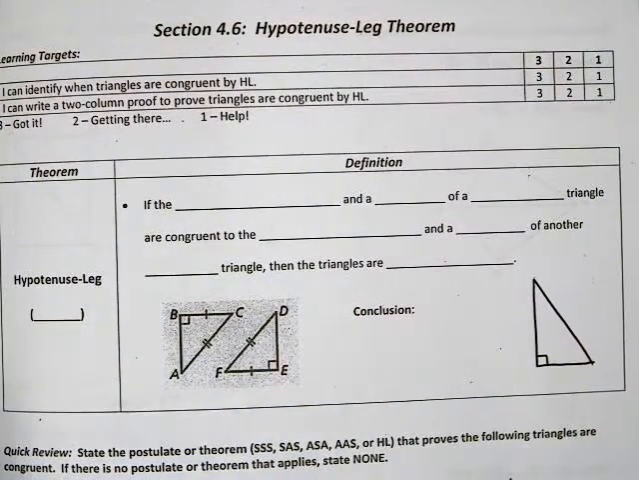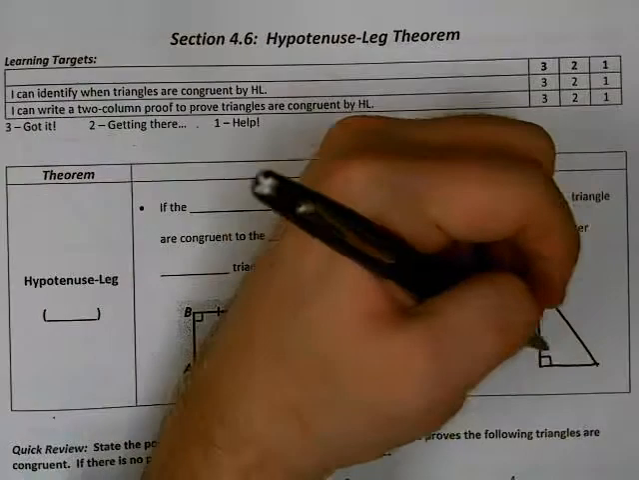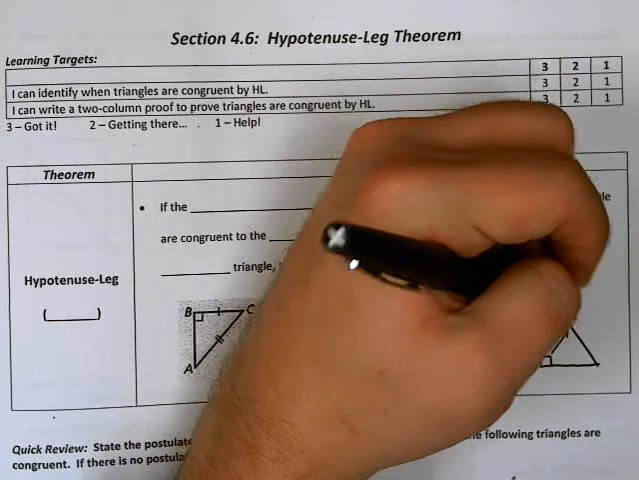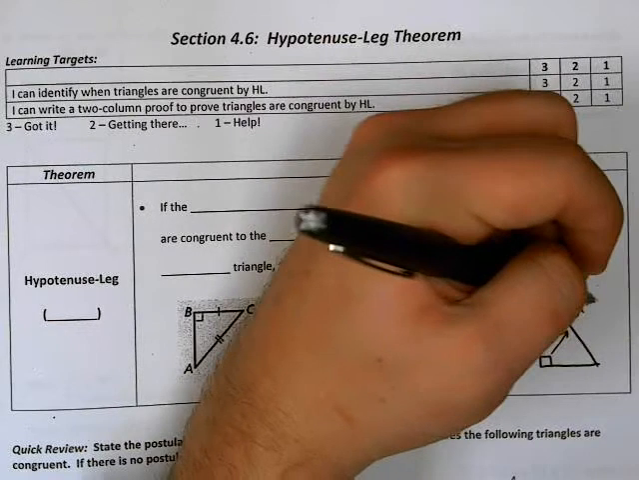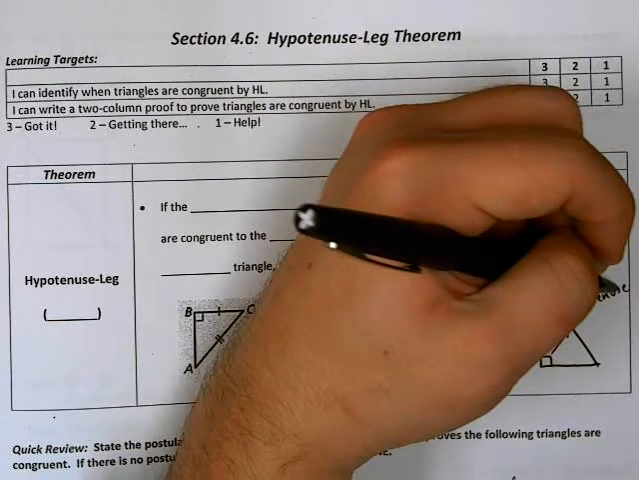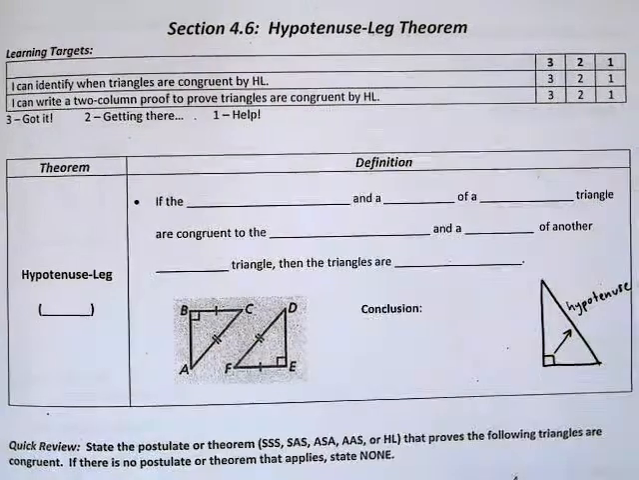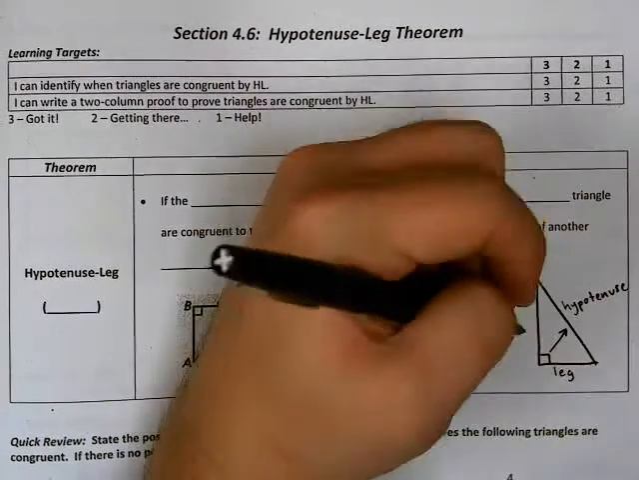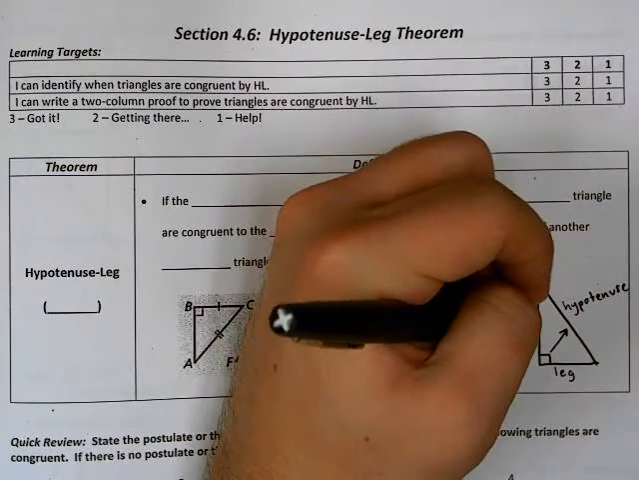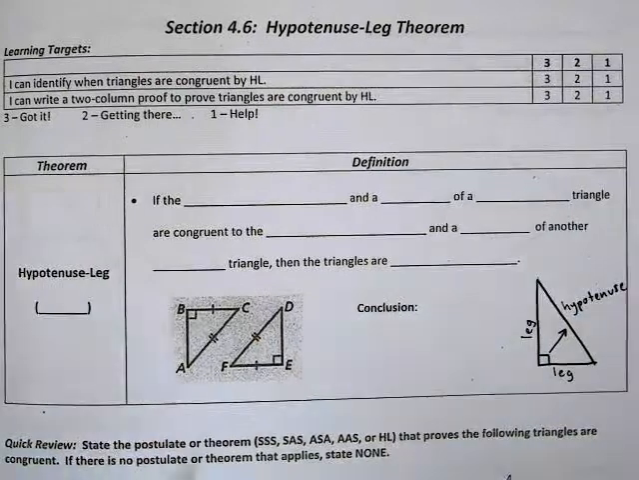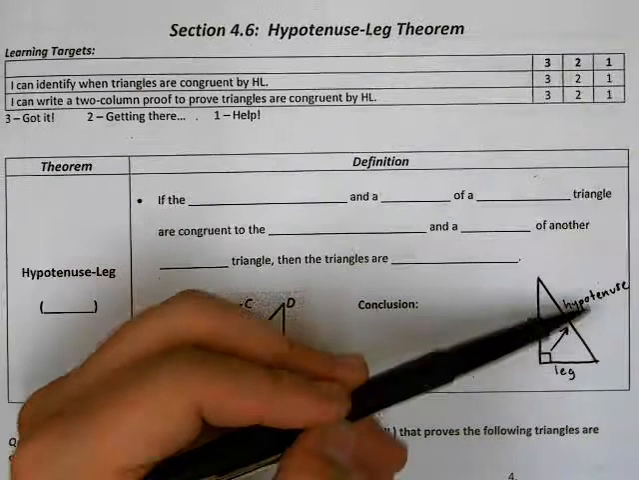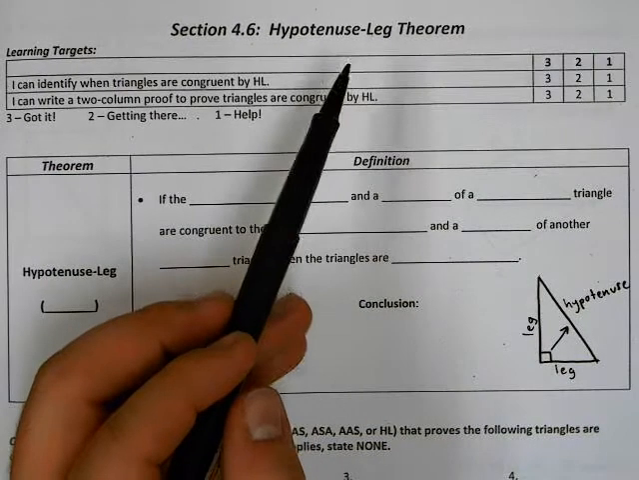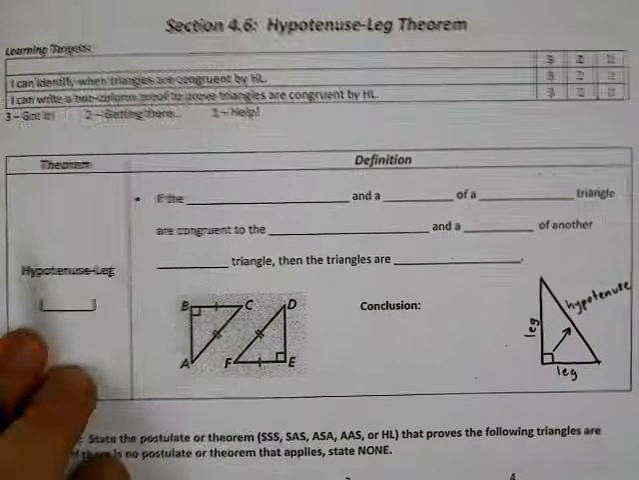When we have a right triangle, the side that's across from the right angle is always, 100% always, called the hypotenuse. And then the other two sides we call legs. And that's really important because we need to be able to recognize hypotenuses and legs to use the hypotenuse-leg theorem. Okay? So, here we go.